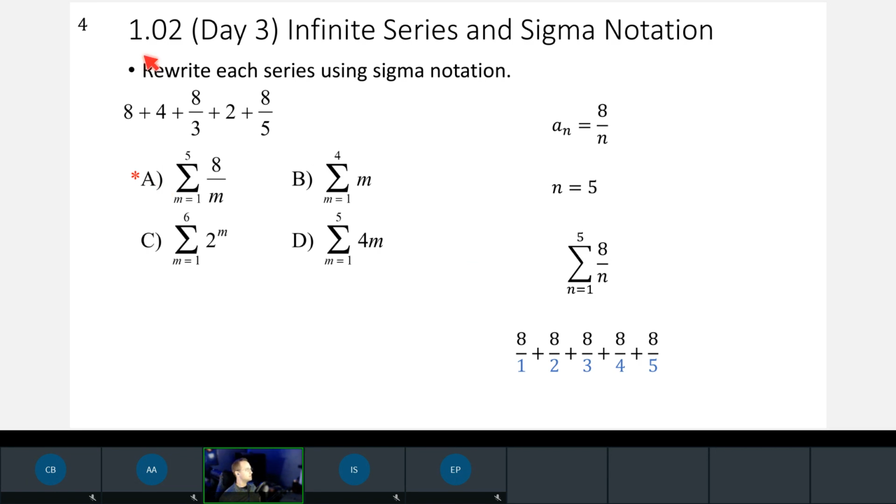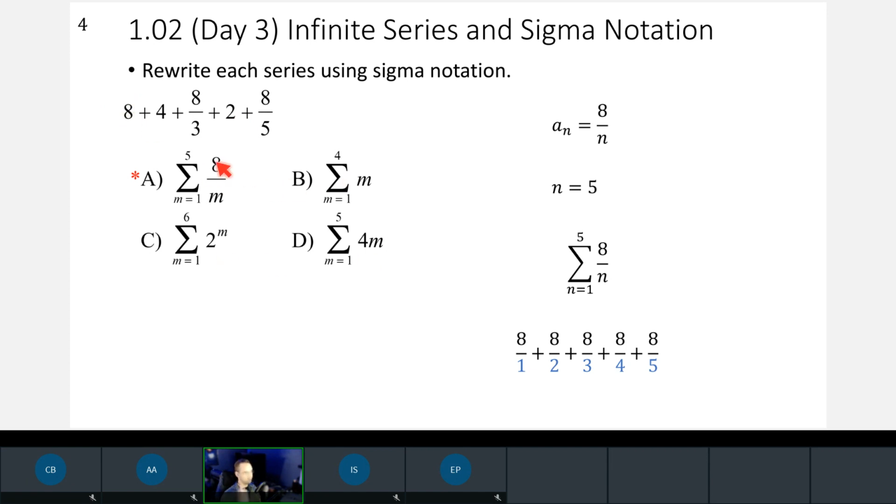All right, number 4 here. It says rewrite each series using sigma notation. The nice thing about multiple choice questions is you can pretty much just guess and check. If you went through all of these, remember this is n equals 1, n equals 2, n equals 3, 4, and 5. For example, rather than check the first one, just jump to something further in the series, because there's a good chance that the first term might work for more than one of these answers.